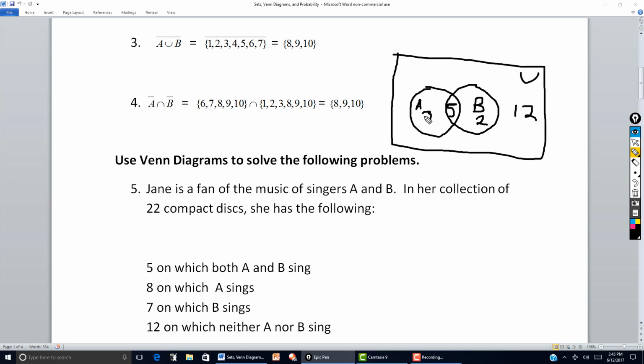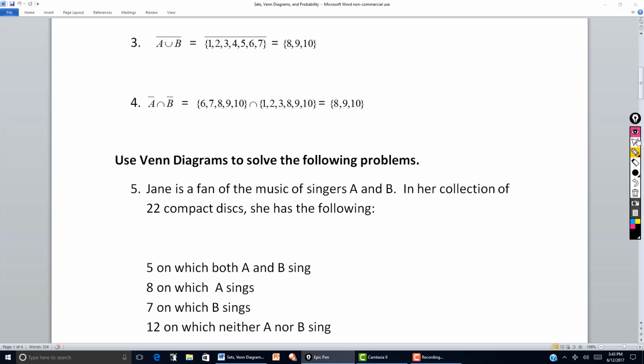And keep in mind that the total number of all these values in these regions has to add up to the total value of whatever you're looking at. In this case, 22 compact discs. So 3 plus 5 plus 2 plus 12 does give me 22. So that checks. That's the way you would start it out to complete that. Let me delete this now and go to the next one.